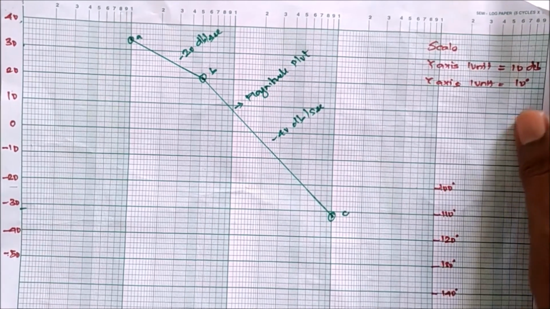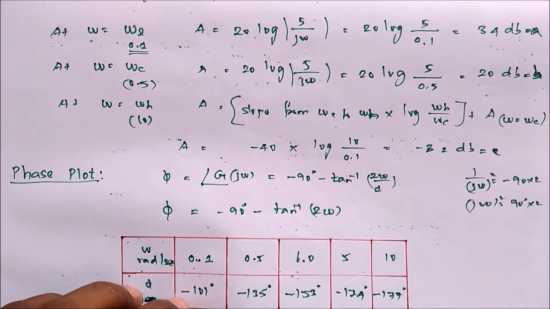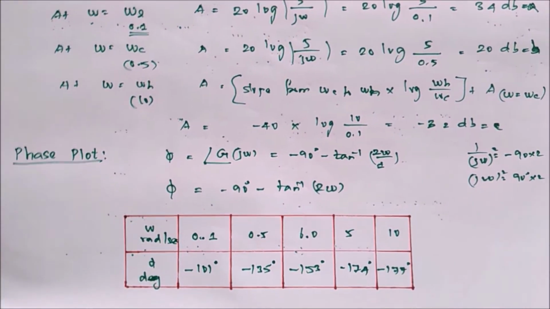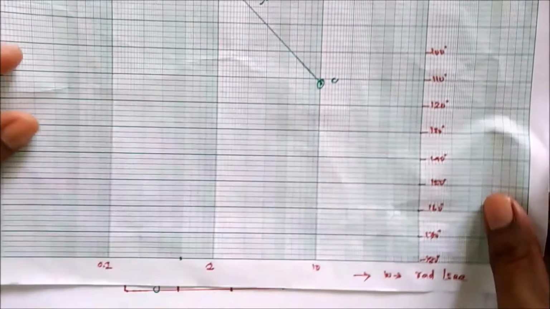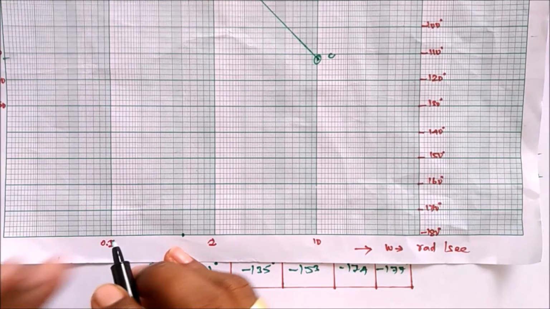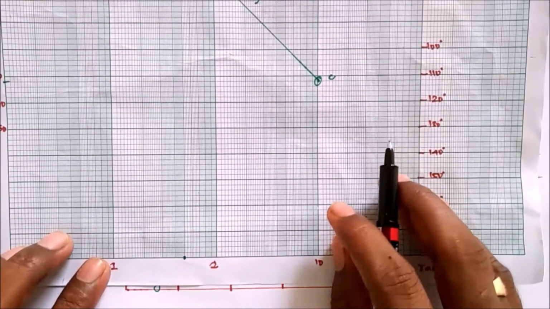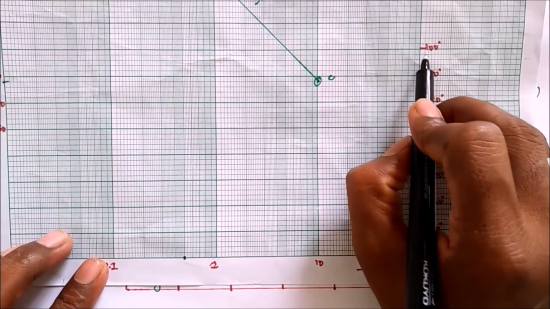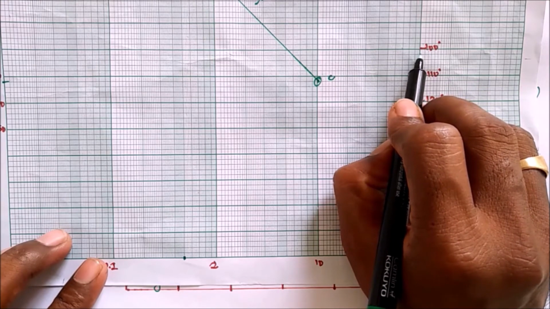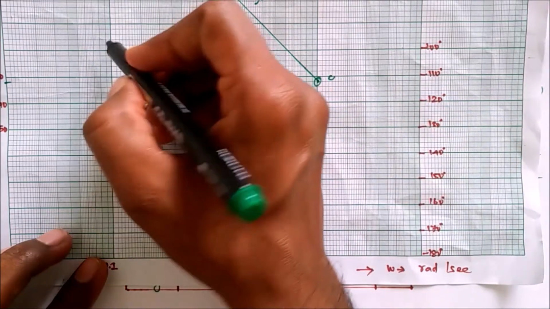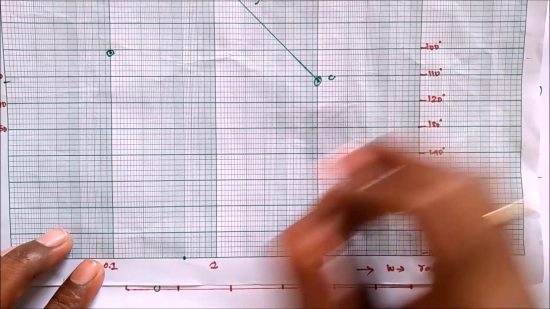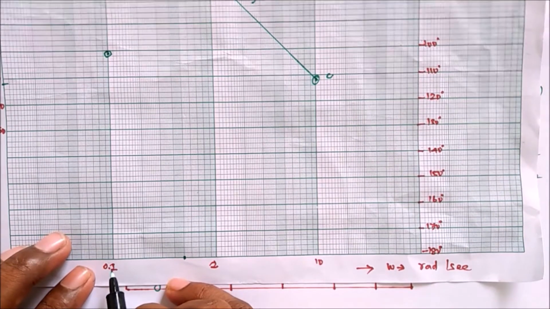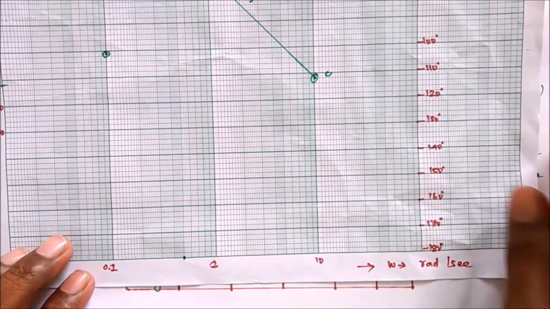Next, from the phase plot tabulation. This is the tabulation to be used for drawing the phase plot. For point 1, the angle is minus 101 degree. This is the point 1, corresponding angle minus 101. This is 100, this is 110, so in between is minus 101. So we can say this is the point where angle is minus 101 and frequency equal to 0.1.